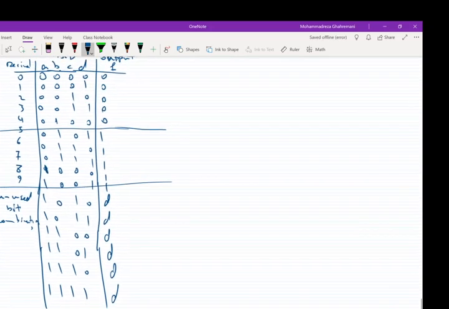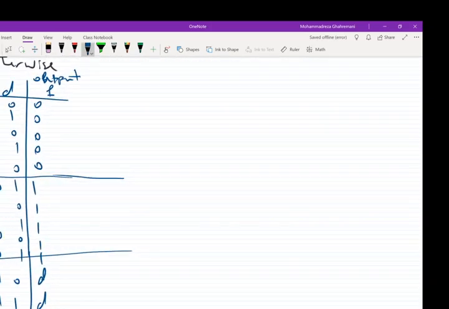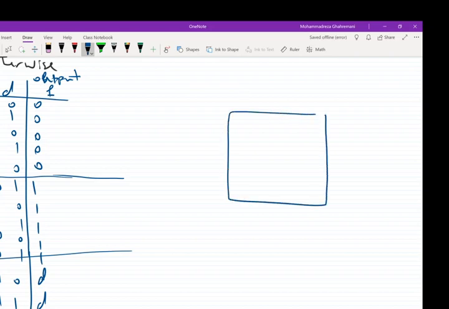Okay, so if you look here, we see that from 0 to 4 we have output of 0 based on definition in the problem. From 5 to 9 the output is equal to 1, and from 10, which is here, the output is don't care. Okay, we replace it with D. Now we want to design this circuit, so we need to draw the table, the K map. So here is the K map.